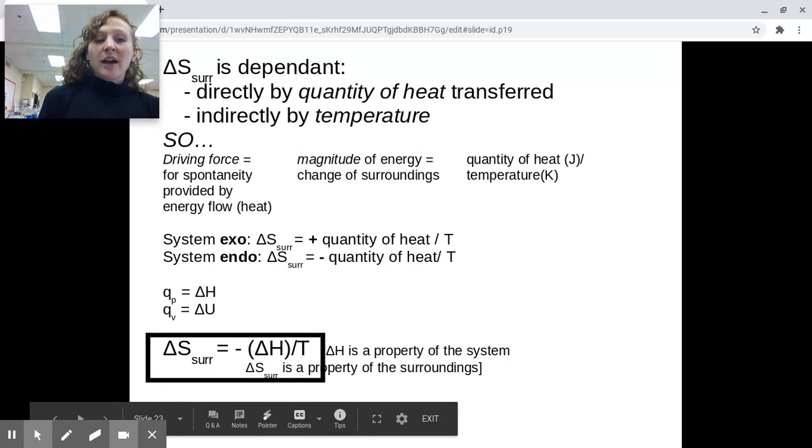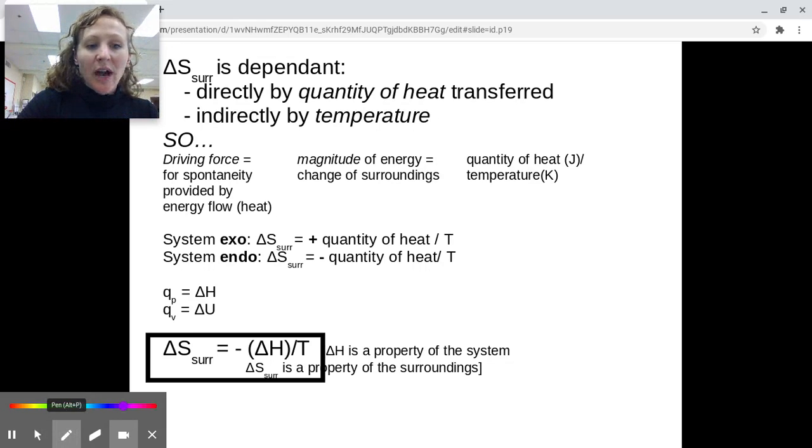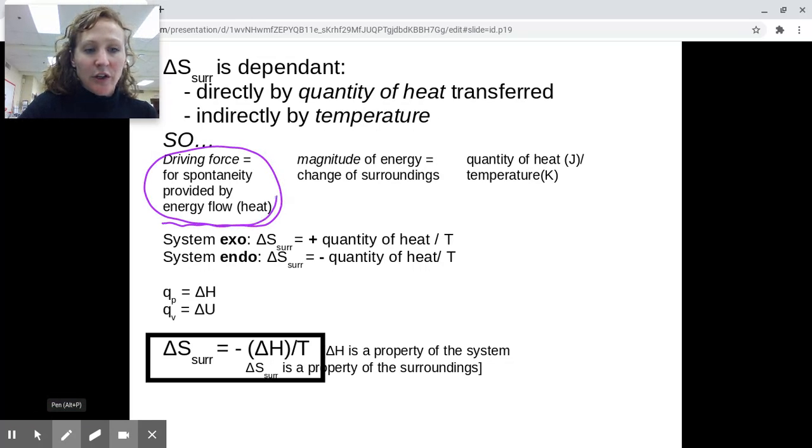Okay, so entropy of the surroundings is dependent on the temperature, right? The temperature is going to determine whether that quantity of heat that transfers in is significant or not. So it's dependent directly on that quantity of heat that transfers in or out. It's indirectly affected by temperature. And this gives you another logic flow here. So the driving force for spontaneity is provided by the energy flow, right?